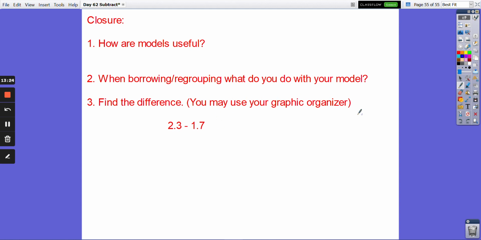Okay, let's find the difference here. If you want, you can use your graphic organizer all over again. 2 3/10 minus 1 7/10. Go ahead and pause the video, and you should get an answer of 6/10. You had to do some regrouping on that one.